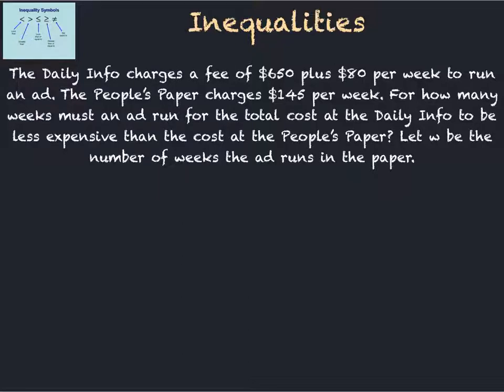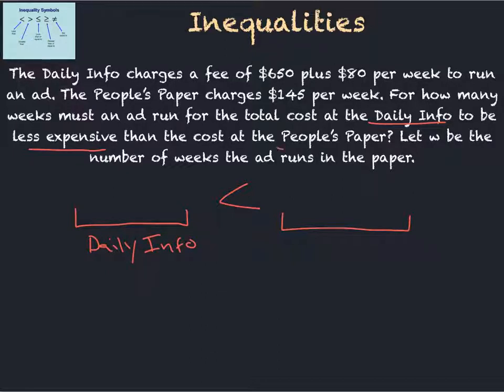Okay, so we're looking for the amount of weeks that an ad has to run in order for the Daily Info to be less expensive than the cost of the People's Paper. So let's do this the same way that we set up equations yesterday. Let's go ahead and do a big picture model here. Less expensive is obviously going to mean less than. Now, what do we want to be less than something else? So in this case, we want Daily Info, right, to be less than People's Paper.